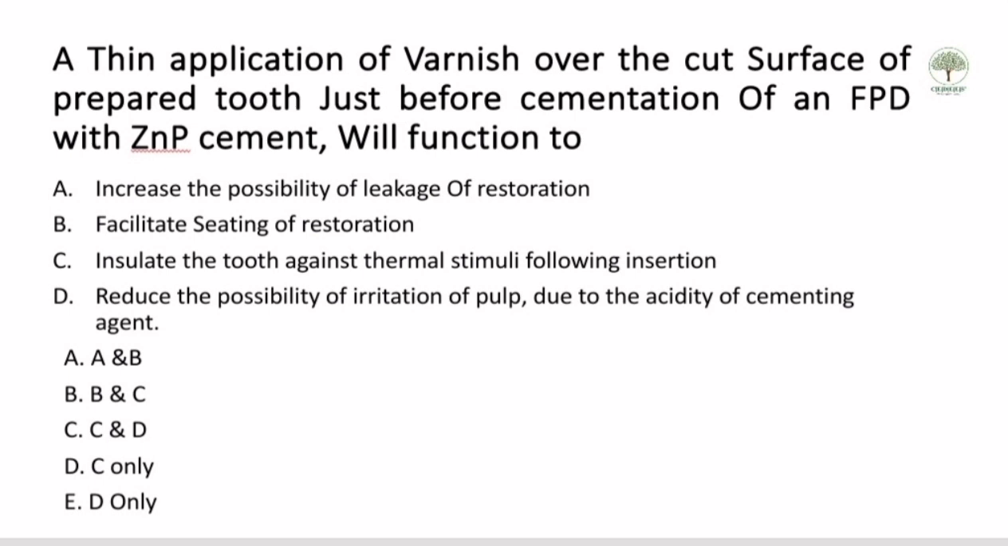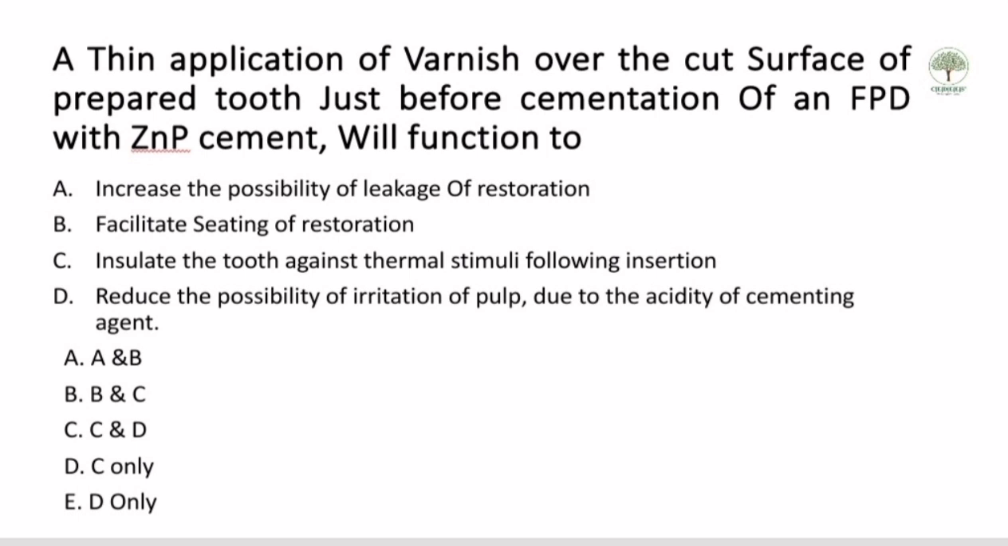Now we move on to our next clinical scenario where a thin application of varnish is put over the cut surface of a prepared tooth, probably a vital prepared tooth, just before cementation of a fixed partial denture with zinc phosphate cement. This will function to increase the possibility of leakage of restoration, to facilitate seating of restoration, to insulate the tooth against thermal stimuli following insertion, or to reduce the possibility of irritation of pulp due to the acidity of the cementing agent. Now again here multiple options could be correct or could not be correct.